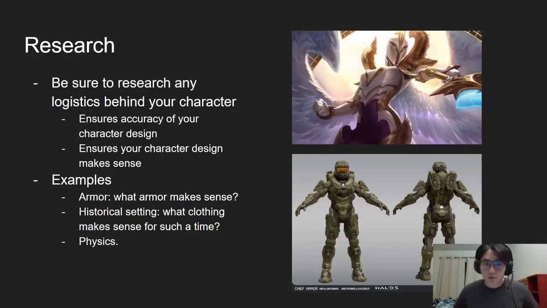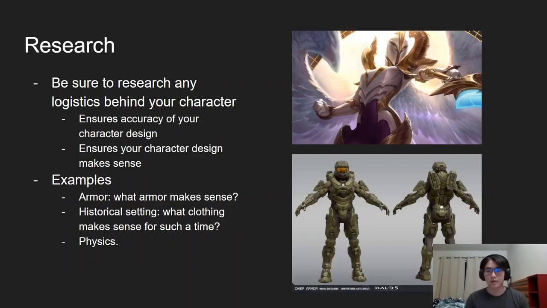So, I want to repeat this again. Be sure to research any logistics behind your character. You want to ensure that the accuracy of your character design is there, and you also want to make sure that your character design just makes sense in general. For example, if you're designing an armored character, how does the armor fit around your character, and where does it make sense to put the armor on the body?